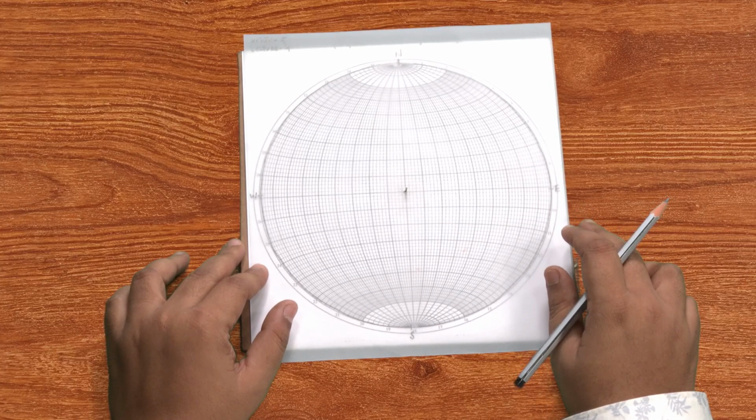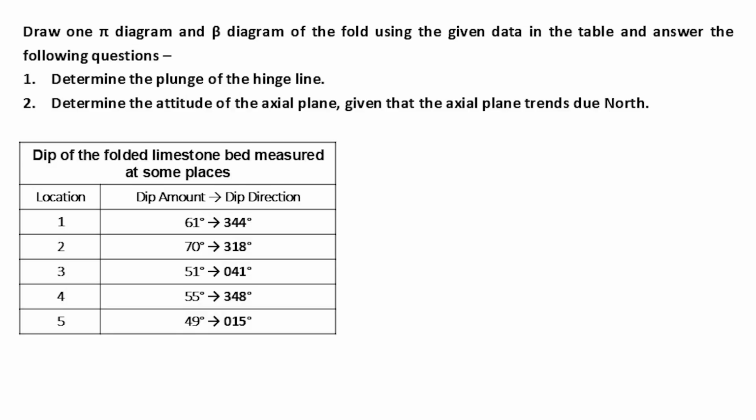The next exercise is again to draw a pi diagram and a beta diagram of the fold from the given data provided in this table, and from that you have to determine the plunge of the hinge line. Also, you have to determine the attitude of the axial plane, given that the axial plane trends due north. That is additional information that we will be dealing with here.